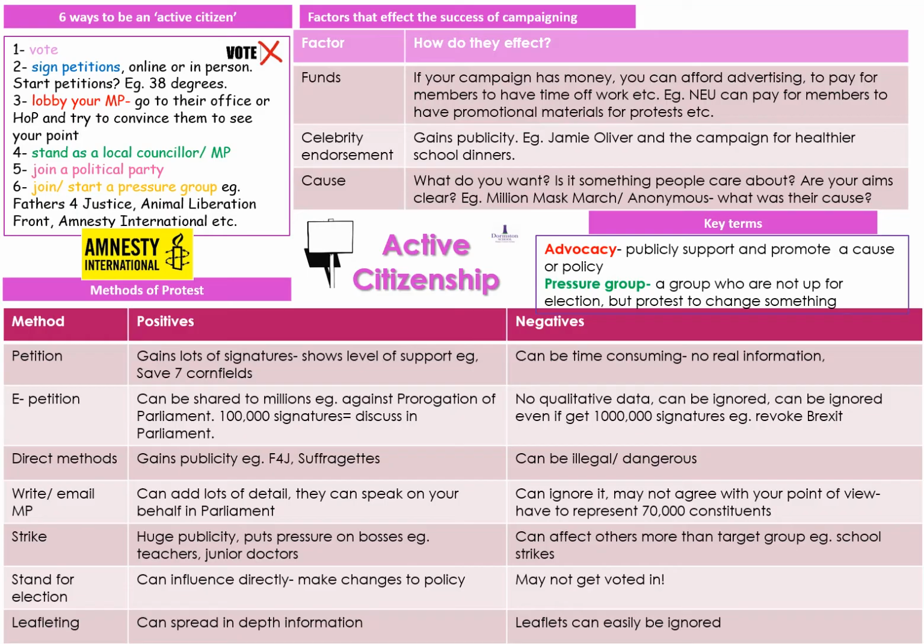The problem with these e-petitions, then, is that they don't actually give us any qualitative data. All they tell us is numbers, which is quantitative data. They don't tell us any quality information, people's opinions. They can always just be ignored.